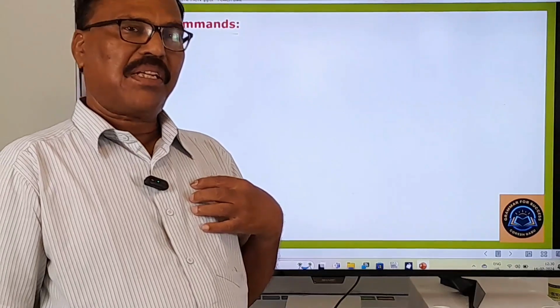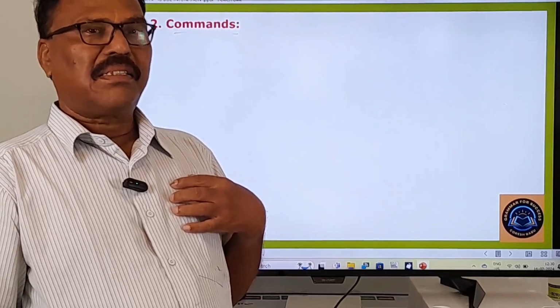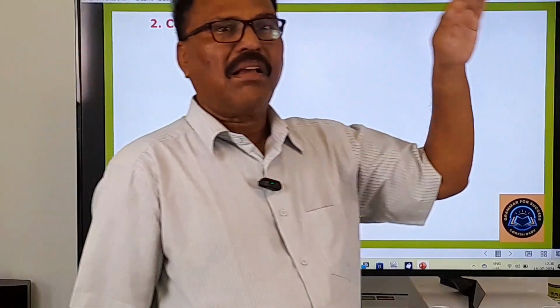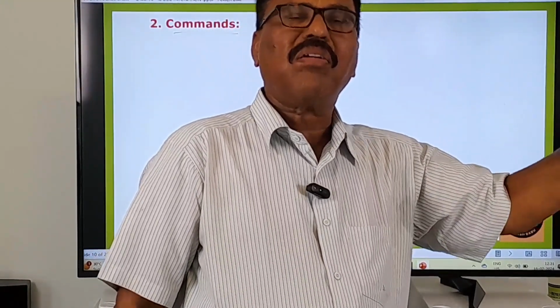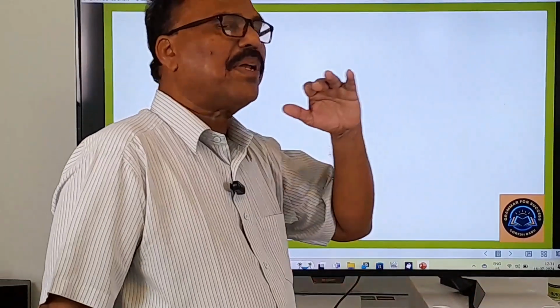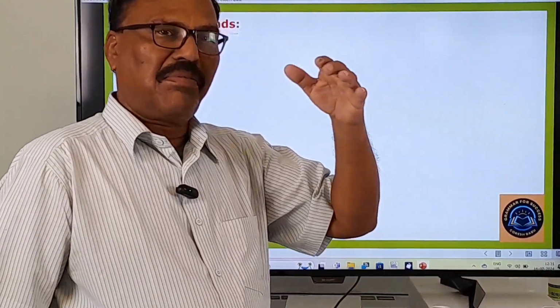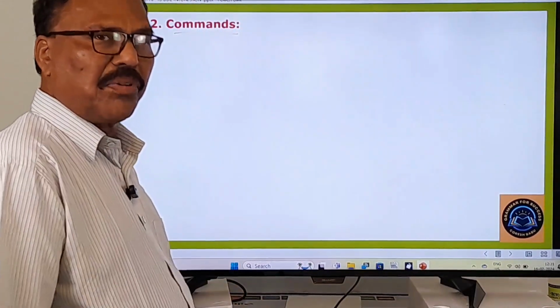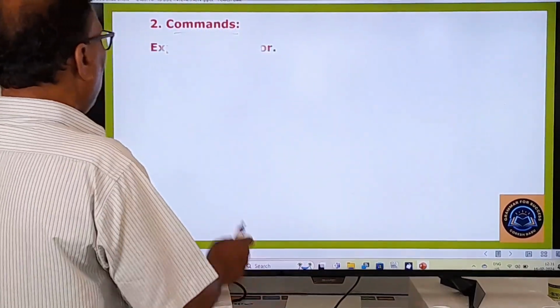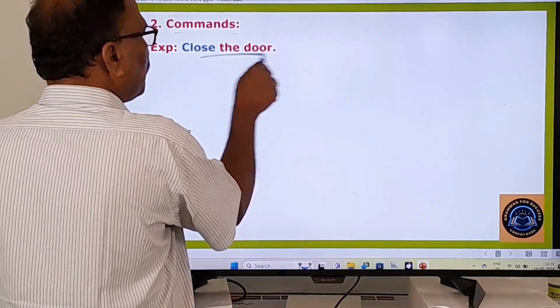Commands means imperative sentences. What are imperative sentences? The sentences that contain orders, requests, commands, suggestions, advice, warnings, etc. are called imperative sentences. Here I am not saying all the imperative sentences will get falling intonation, but only commands will get falling intonation.